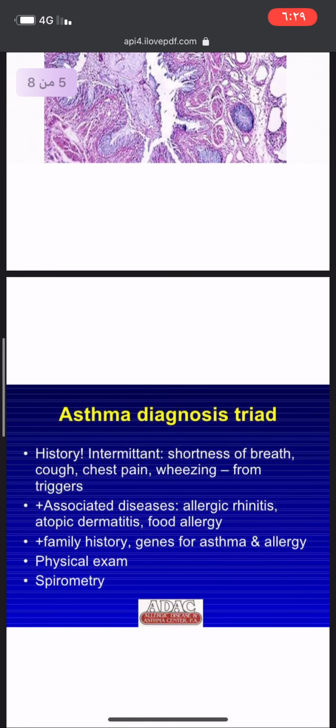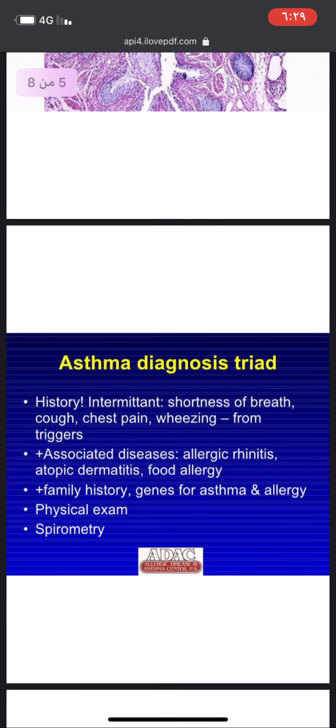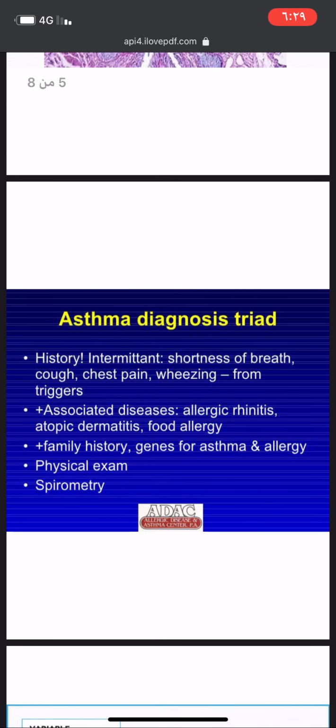Now we will talk about the asthma diagnosis triad. As with any disease, you should start with history. The history of asthma is intermittent shortness of breath, cough, chest pain, wheezing, and all of this comes from triggers and may be associated with diseases like allergic rhinitis, atopic dermatitis, food allergy. Normally you find a family history, genes for asthma and allergy.